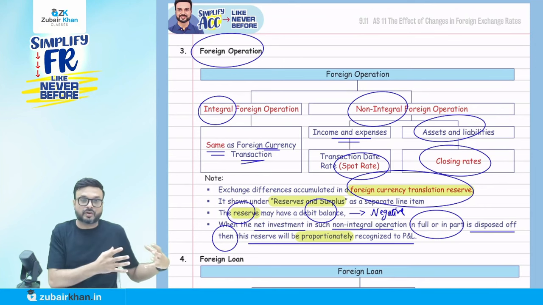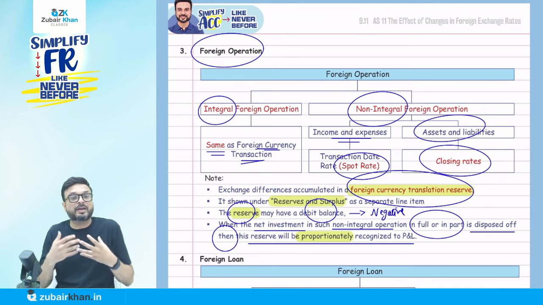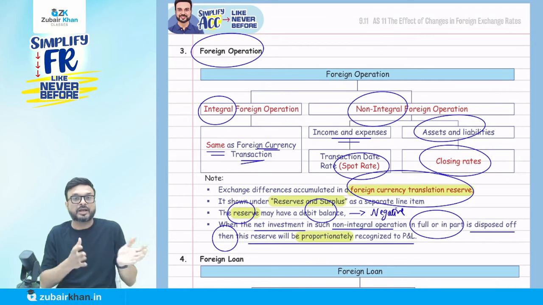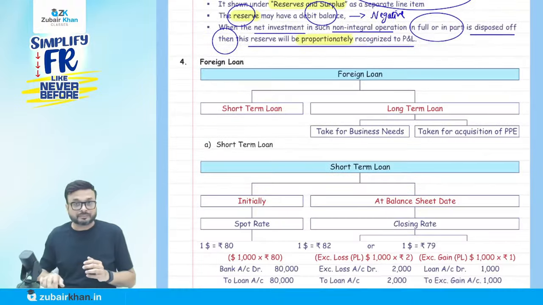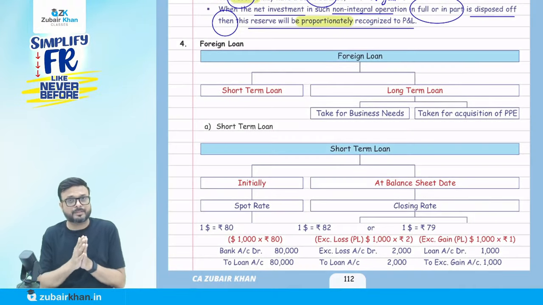So we discussed the foreign currency transaction. What is a transaction? We are purchasing or selling something in foreign currency. Okay, in foreign operation, we have some business abroad. Okay, now I'm coming to the part on foreign loans. Very simple, just listen here.